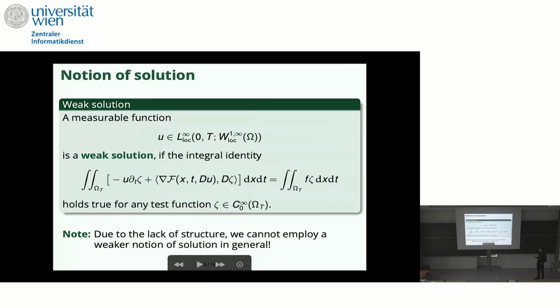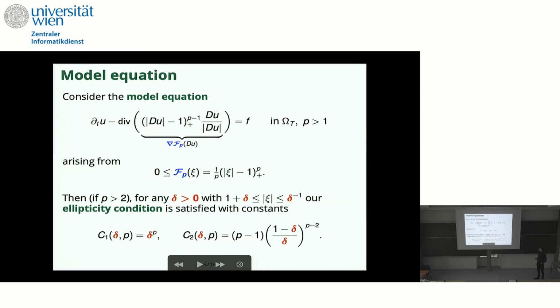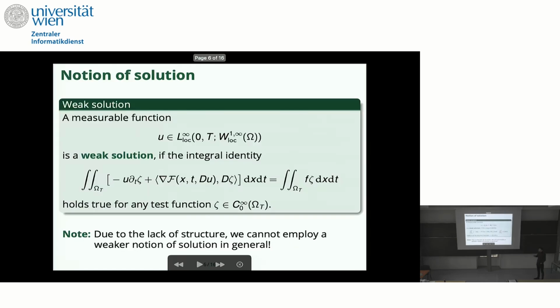However, if we have growth, for example, for the model equation, this is the case. Here we have p growth for large gradient values. Here we could start with the usual L^p W^{1,p} notion of solution. This is no problem. But in general, without any growth, we can't start with a weaker notion of solution.